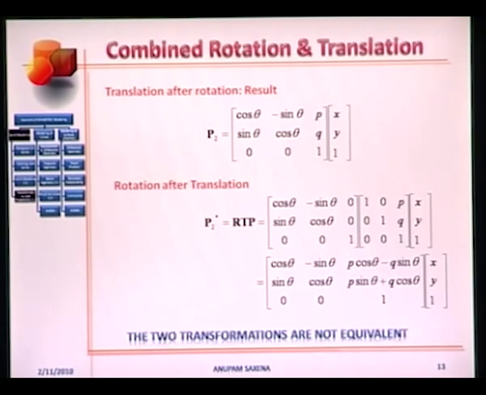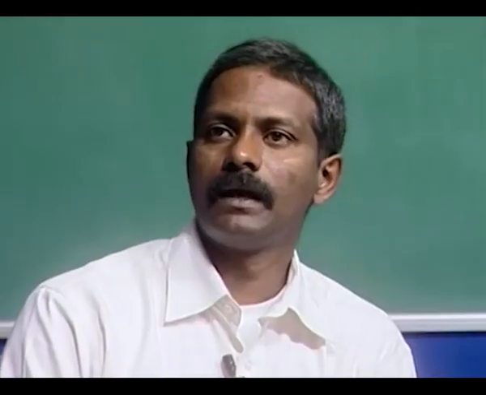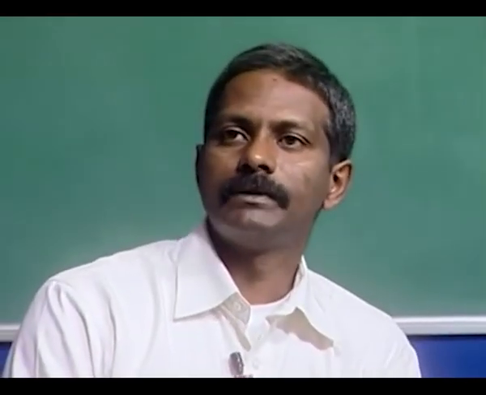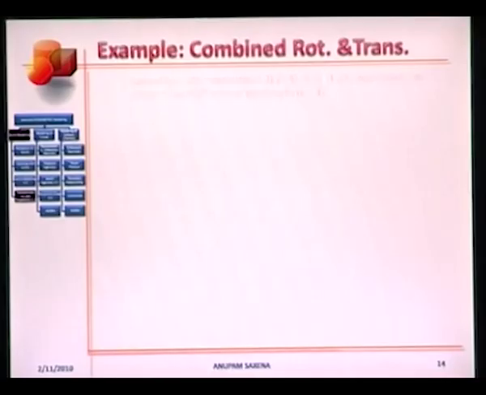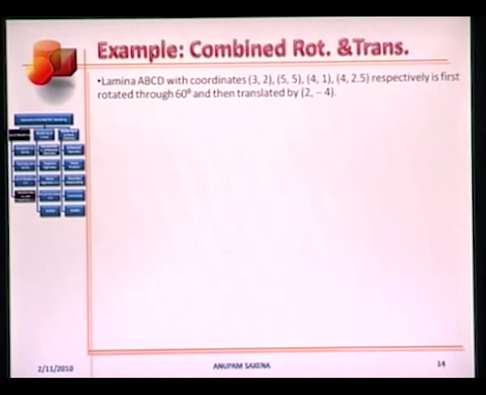Bottom line, the two transformations are not equal. Let's take an example of combined rotation and translation. Lamina ABCD with coordinates of A as (3, 2), B as (5, 5), C as (4, 1), D as (4, 2.5) respectively is first rotated through 60 degrees and then translated by a vector (2, -4).